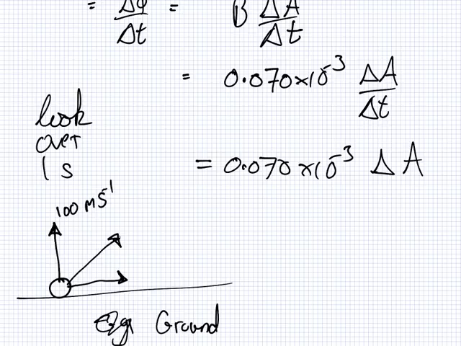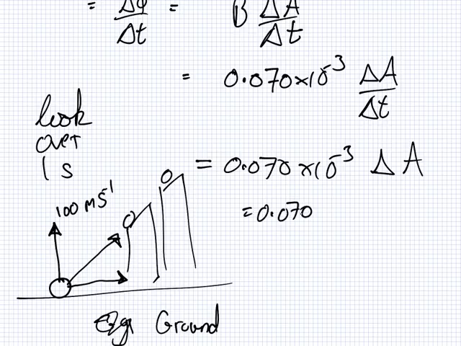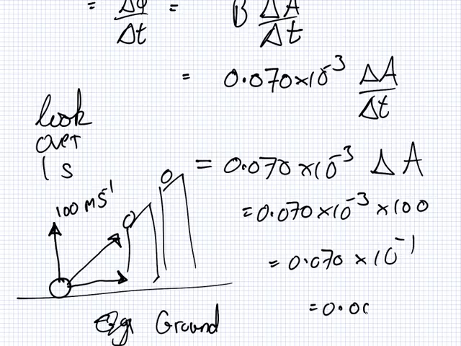So that means as the plane is moving up in the air, each second the area increases by 100 meters vertically. Now why don't I care about the horizontal? Because for the current it's only in the direction perpendicular to the field, so we don't care about the horizontal. So it means we have 0.070 times 10 to the minus 3 times 100, which is 0.070 times 10 to the minus 1, which is 0.007, which is 7 millivolts.